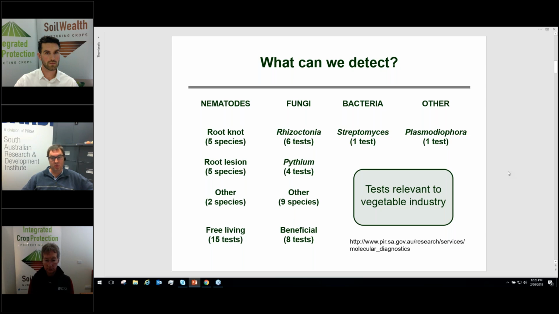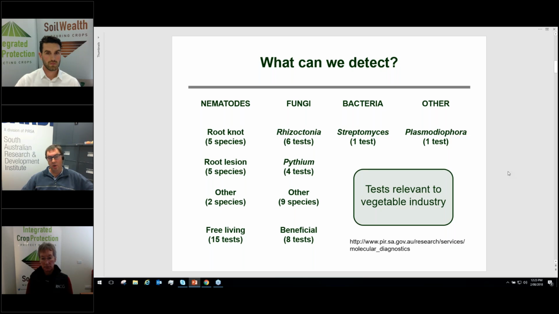There are 9 other tests, which I won't go into detail today, but we're always happy to talk about those for other crops. They're things like Macrophomina, Verticillium, Aphanomyces, and also the pathogens that cause blackleg. So we have a reasonable range. We have also recently got some Sclerotinia tests, which are both broad and specific, so we've got 2 tests there. We don't have a lot of experience with them yet in vegetables, but they will get used in the near future, particularly for things like lettuce and brassicas.